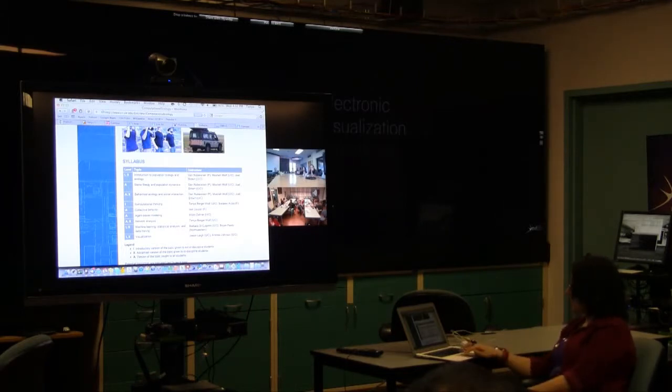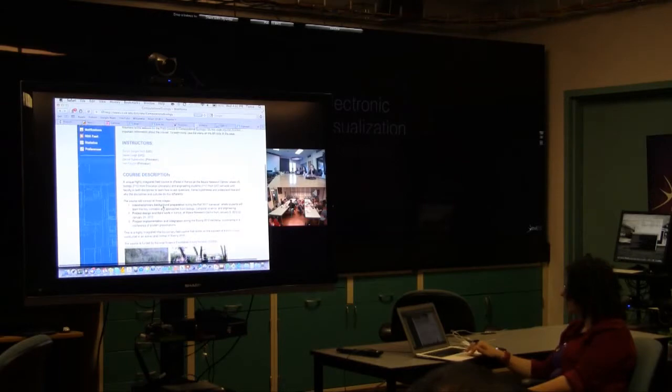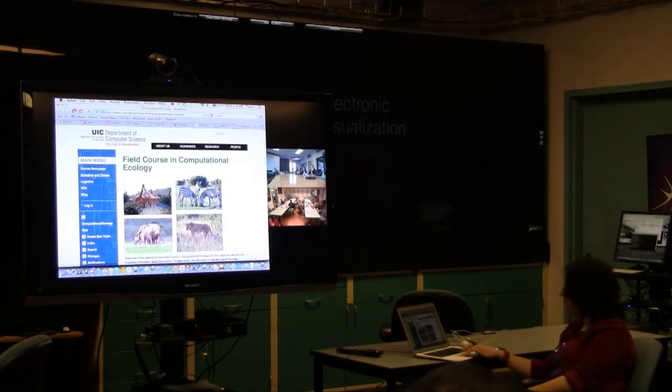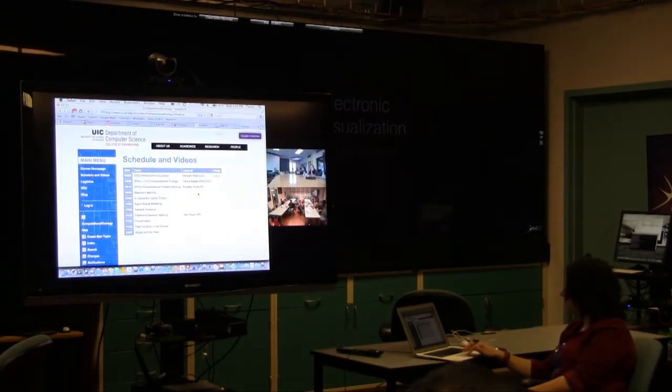And today we're going to talk about computational thinking. That's this part. So maybe I should go to the actual schedule. Right, so today we're going to talk about computational thinking as it's applied to ecology.